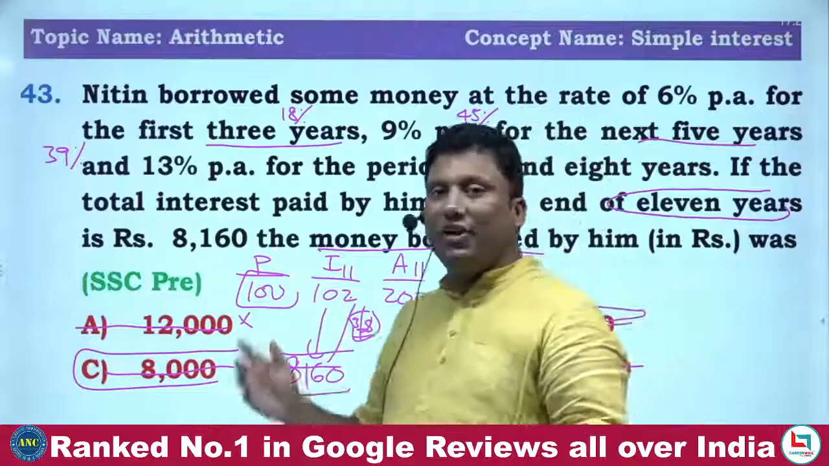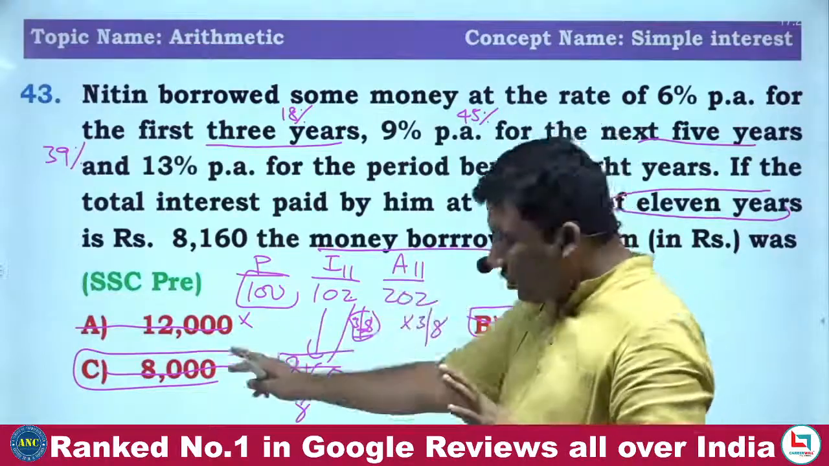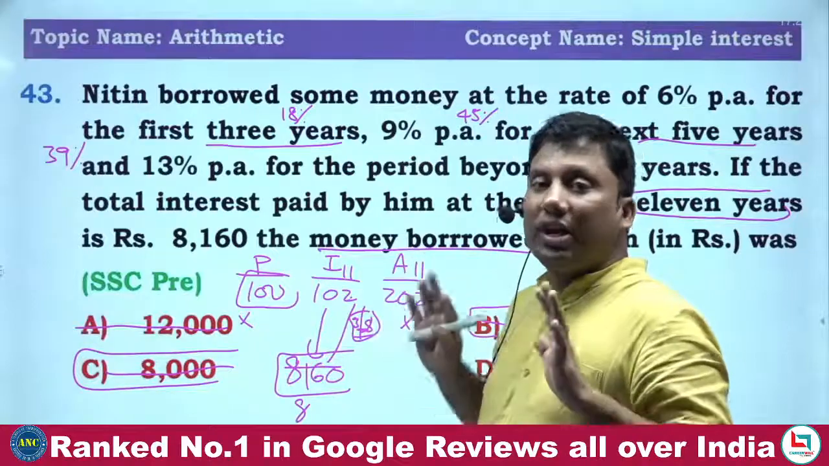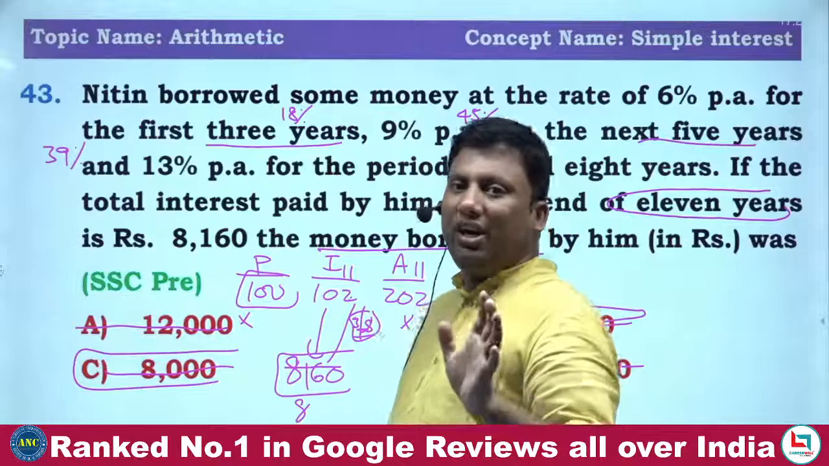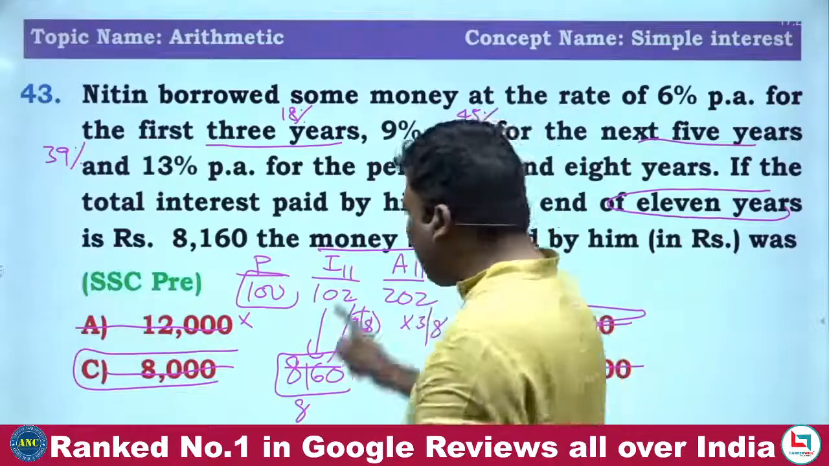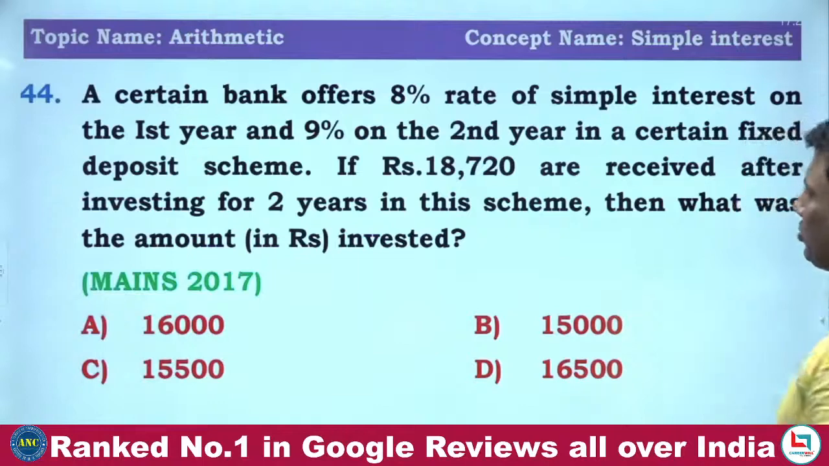Question is asking for money borrowed. So answer will be 8,000. I hope the idea is clear. Just read the question very carefully. Do it with a principal 100. Till 43 it is one model. And this question also I think you should be able to solve it.